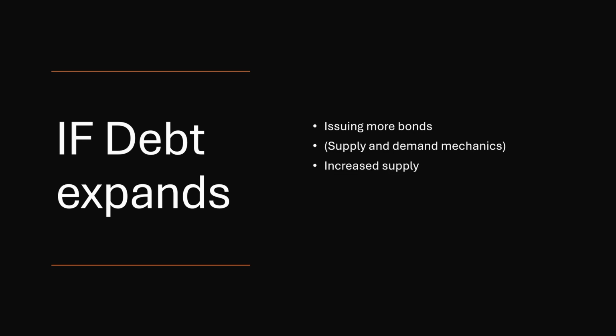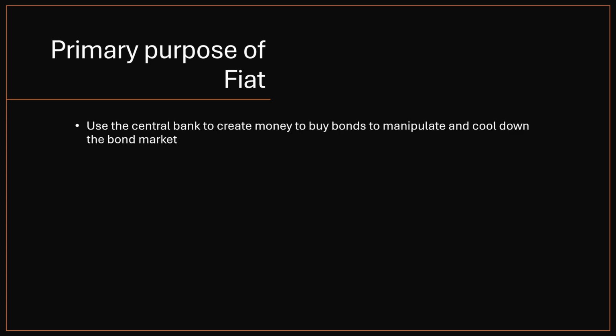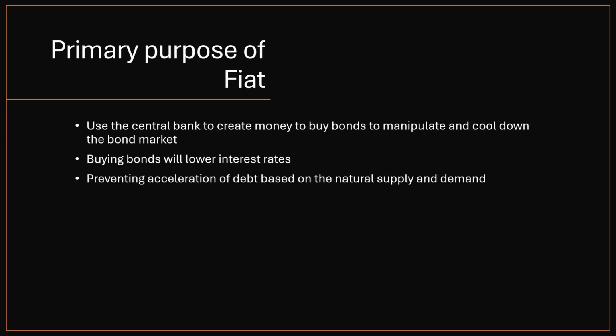Supply and demand forces is going to say that when you're increasing supply of bonds, you're going to be pushing down prices. When you push down bond prices, you increase bond yields. Increasing bond yields is accelerating the interest and the debt situation. So this brings us to the purpose of fiat. As mentioned, this allows central banks to use their ability to create money to buy bonds and cool down this market. Doing so, they can push interest rates lower, and they're going to fuel and slow down this debt expansion. Without this intervention, the bond market would just collapse.